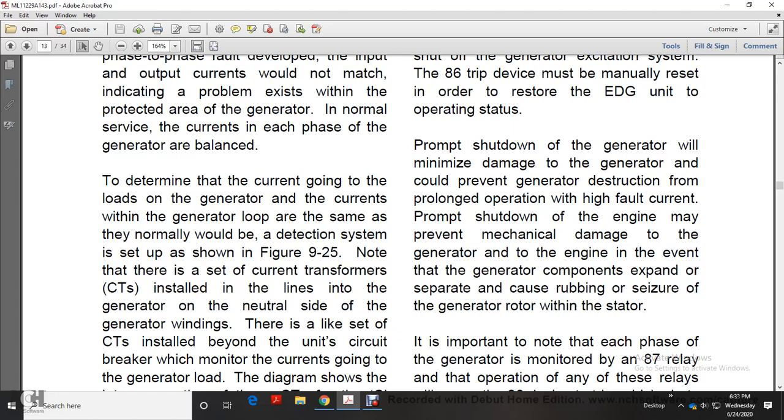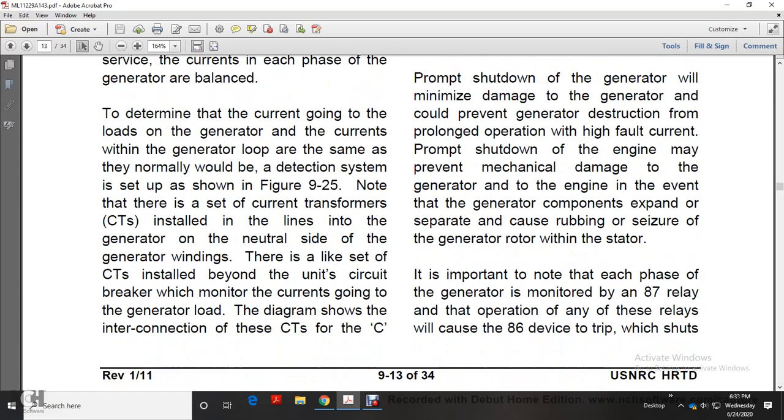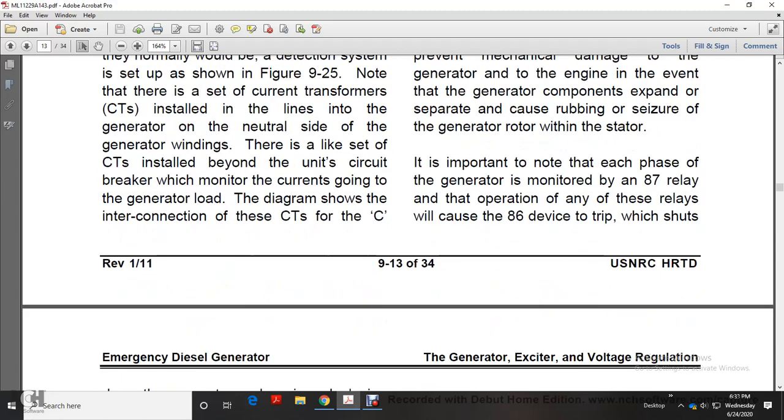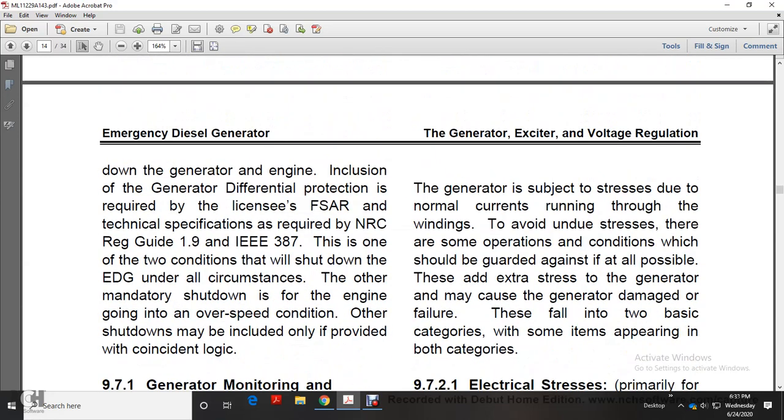Prompt shutdown of the generator minimizes damage, can prevent generator destruction, and avoids prolonged operation with a high fault current. Prompt shutdown of the engine may also prevent mechanical damage to the generator, such as components expanding and separating, causing rubbing or seizure of the generator rotor. Note that each phase of the generator is monitored with relays, and operation of any of these relays causes the 86 device to trip, which shuts down the generator.